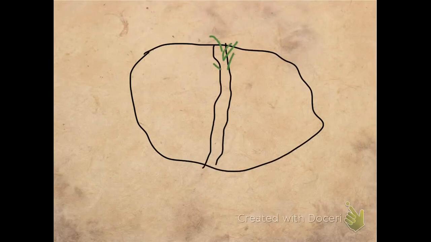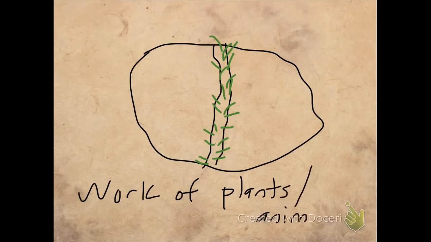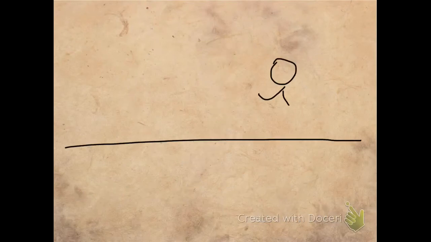Here's a third type. This is a rock that looks like it's got green worms growing in it, but this is actually some grass. So what is that grass doing to break the rock apart? Well, the broad category that this belongs to, this is a work of plants or animals, which is a physical weathering process that breaks the rock down.